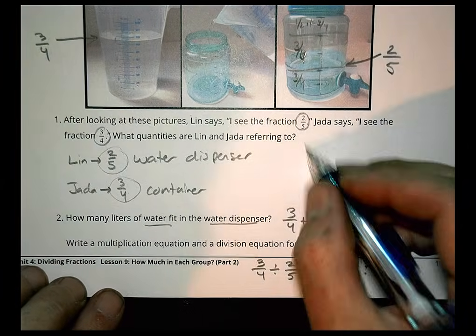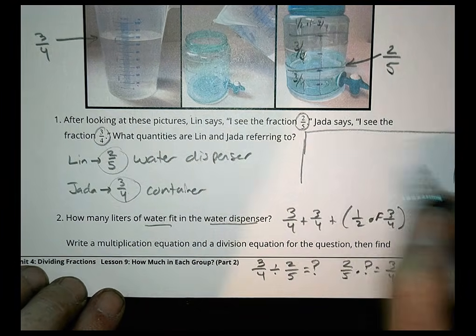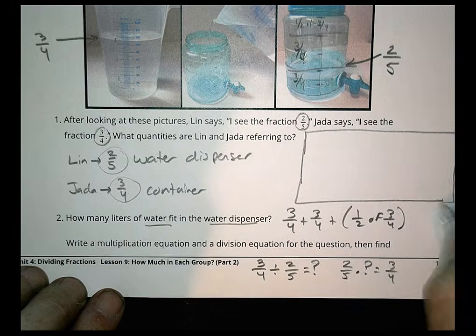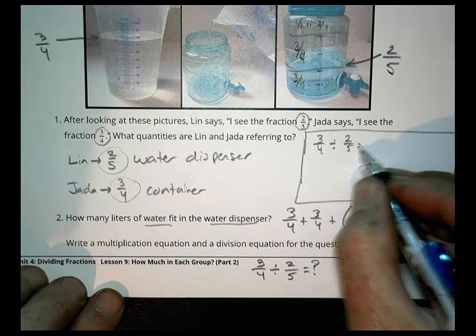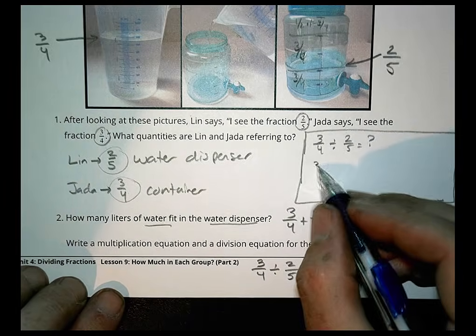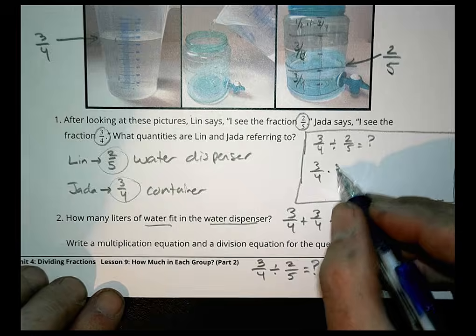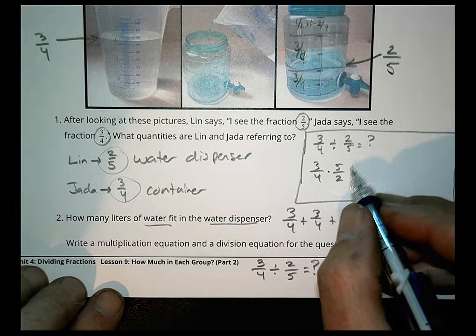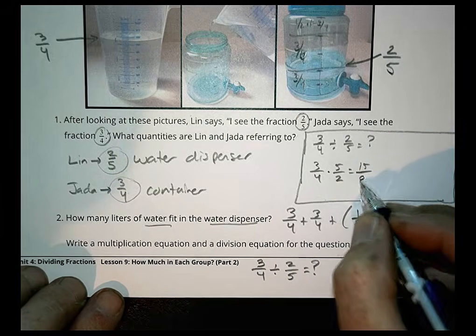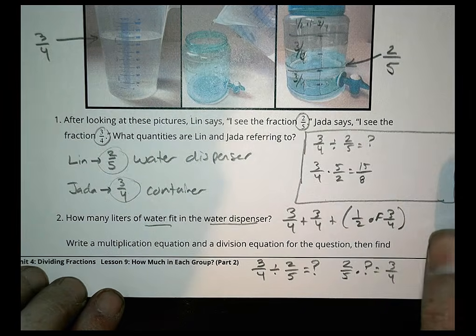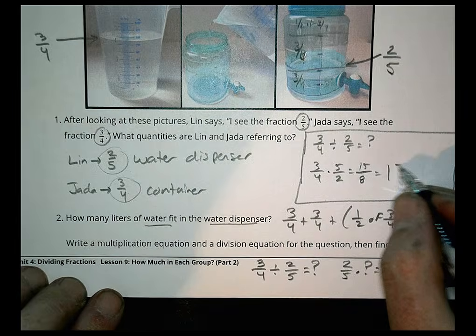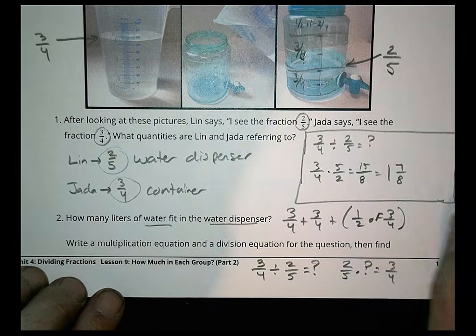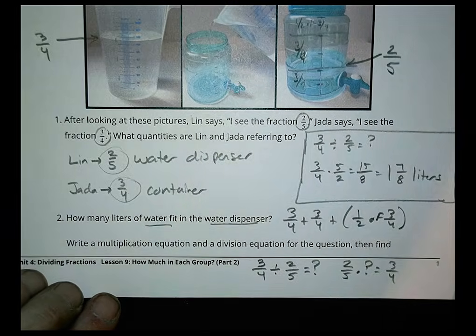I'm going to solve it right here in this space, just because I want to flip it over and change the picture and stuff, okay? So as a solution here, we would do 3/4 divided by 2/5 equals something we don't know. We're going to multiply by the reciprocal. So in this case, we end up with 15/8, right? And in terms of how much that's going to be, 8 goes into 15 one time with 7 left over. So 1 7/8 liters of water will fit inside of there.